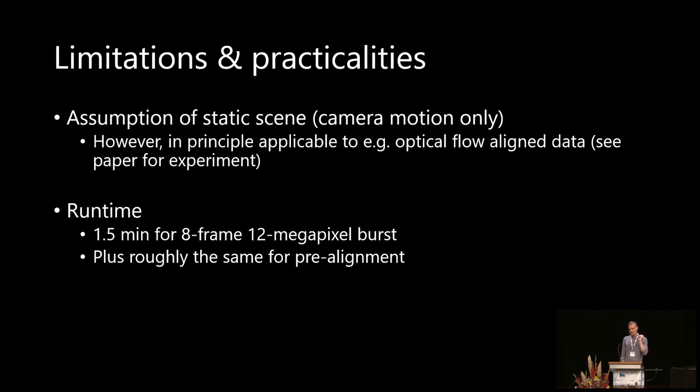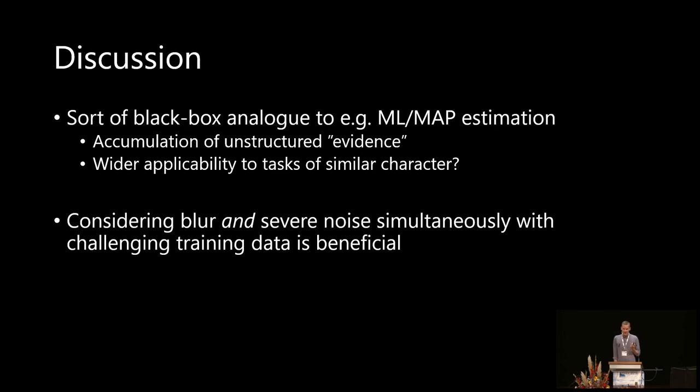Okay, so the biggest limitation is that it assumes a static scene. The only thing moving is the hand. But we do have some initial experiments in the paper with flow-aligned data that they used in, for example, the DVD video deblurring paper. And it's basically compatible with that. Another limitation is the runtime, not quite cell phone yet, but maybe in a few years.